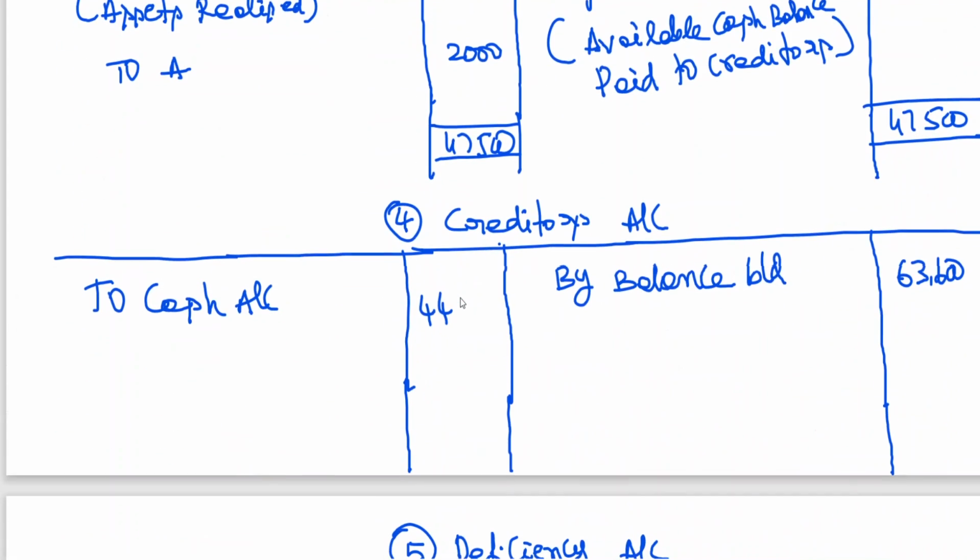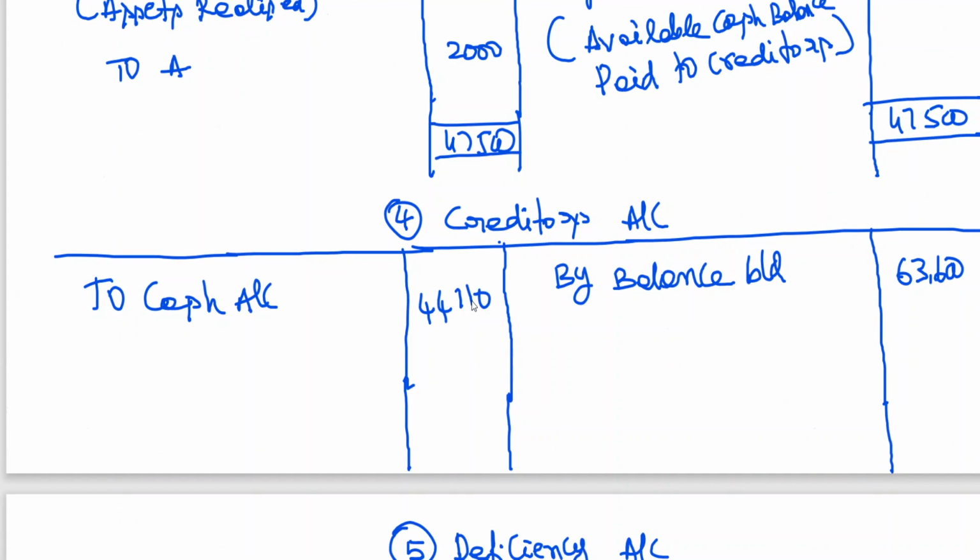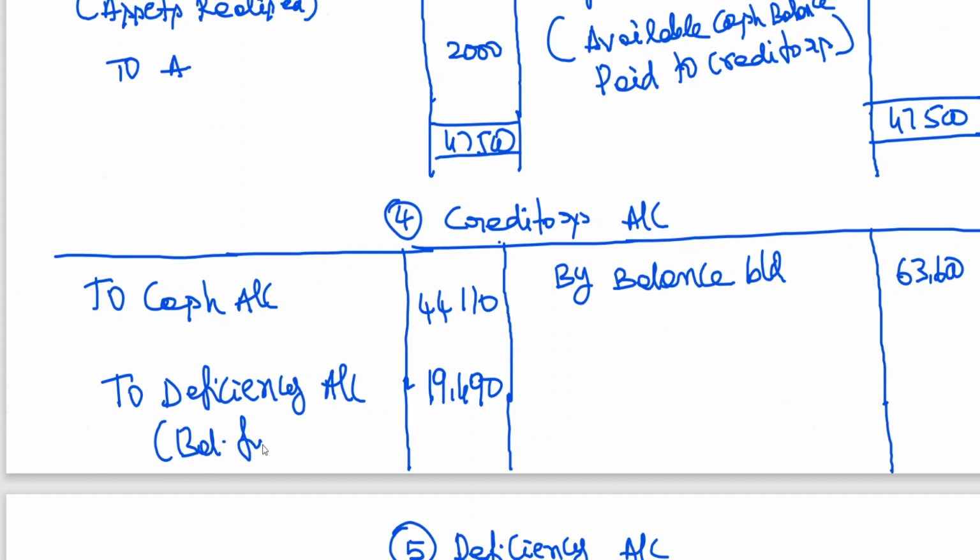44,110. So 63,600 minus 44,110 is coming to 19,490. This 19,490 is nothing but transferred to the deficiency account. Clear to all of you? Deficiency account, this is the balancing figure. This we can't pay. Now this Creditors account has been closed.